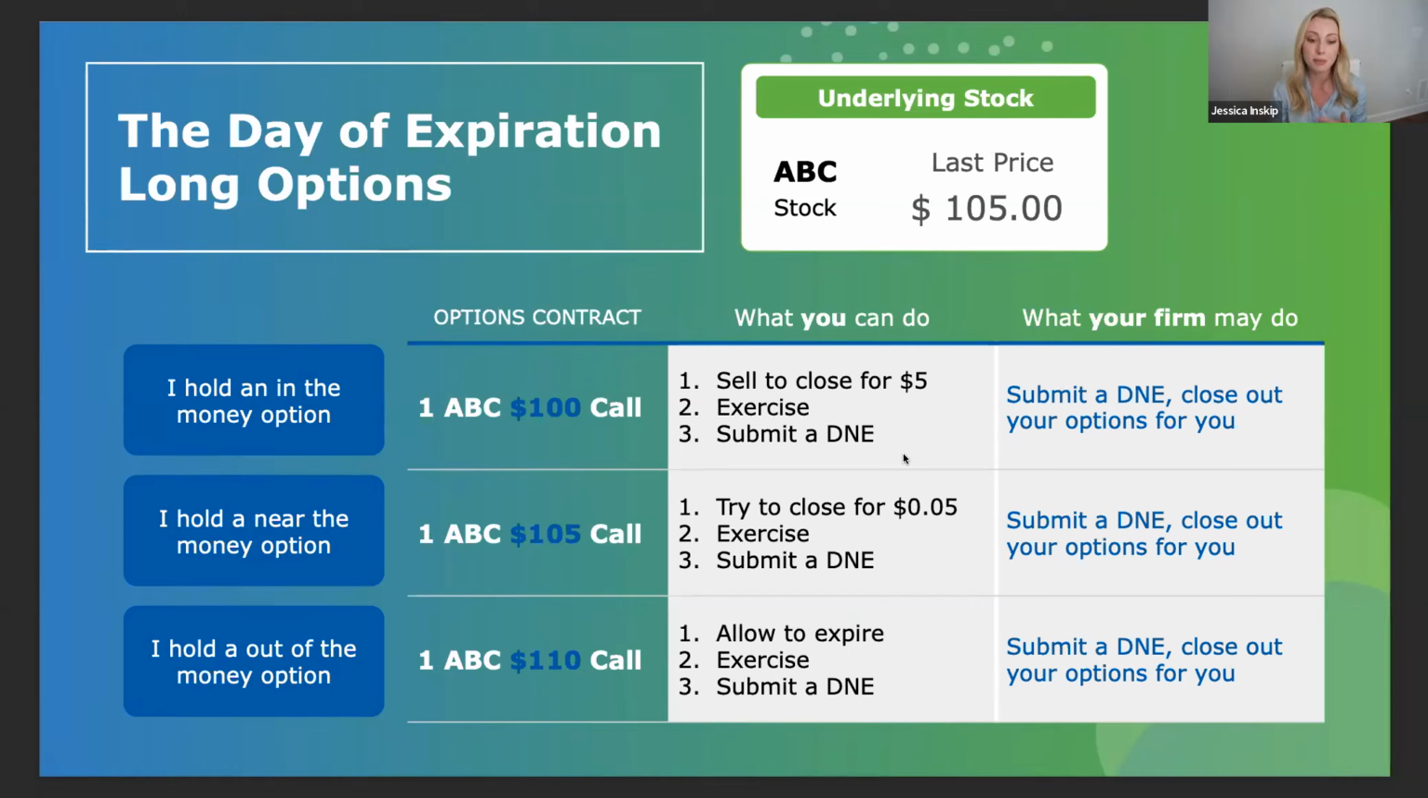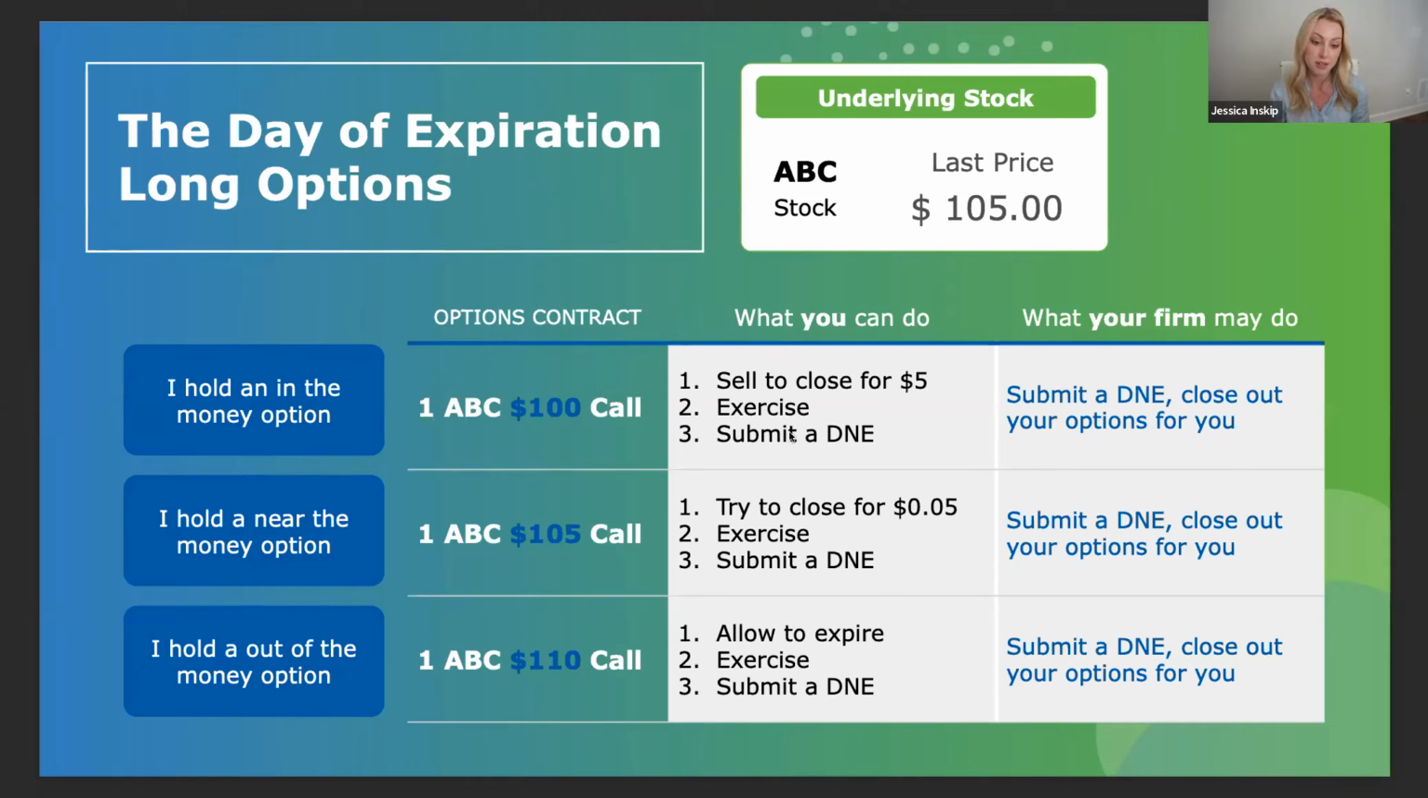So if you hold an in the money option at all, what you can do on expiration is sell it to close. I've got the example of 105, but you can sell it to close for its intrinsic value or relatively near to. You can also exercise it and submit exercise instructions if you want to own that security. If you do that, know that your profit and loss is going to change. There are different tax consequences that are involved. You have to have the capital that's available, and then you've got to submit those instructions.